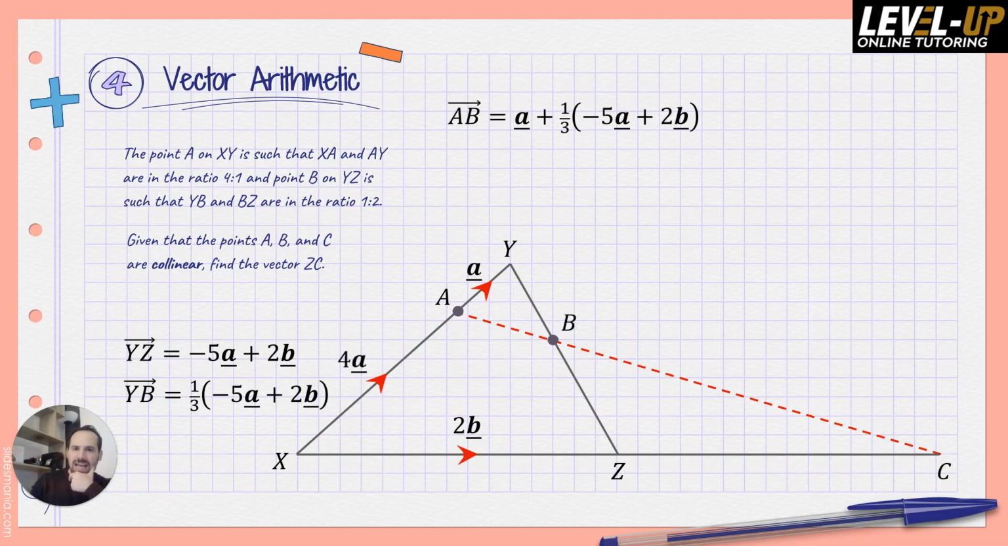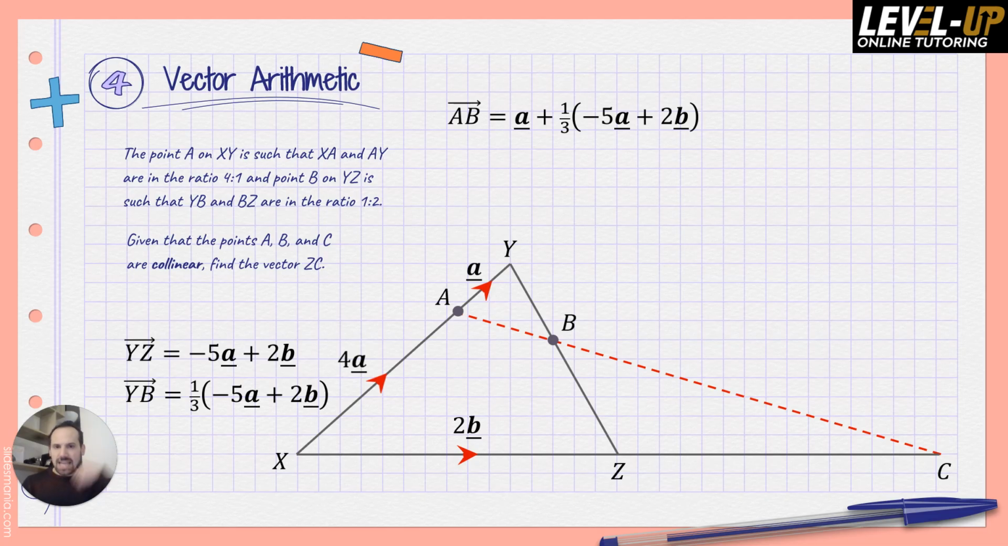Now, if we try and find A to B, and then we could compare that to perhaps BC or AC, because we're told that they're collinear, A, B, and C. So that means AB and BC or AC, they're all going to be scalar multiples of one another. So we need to use that information somehow. As always, in questions, you'll never be given just redundant information. You must be using it in some way.